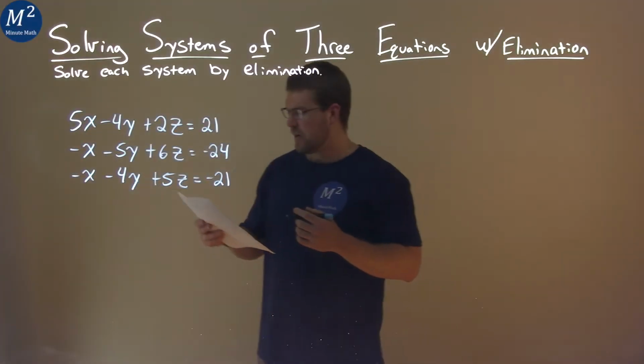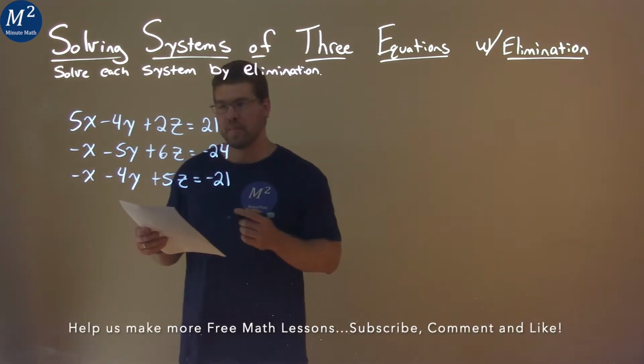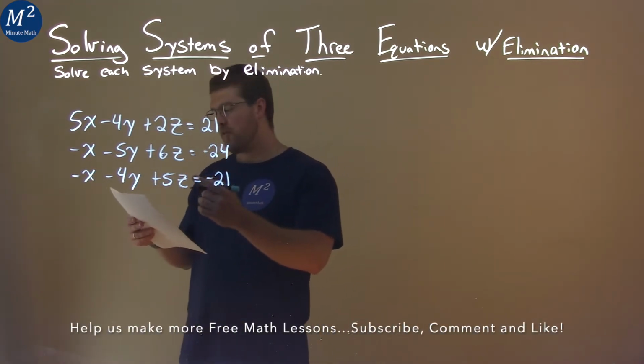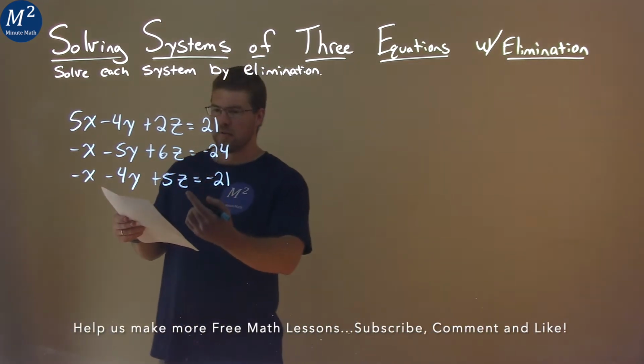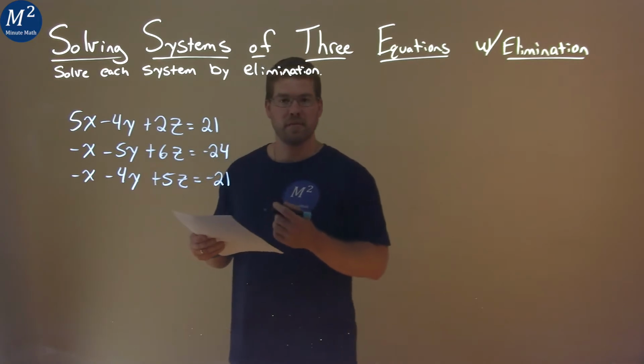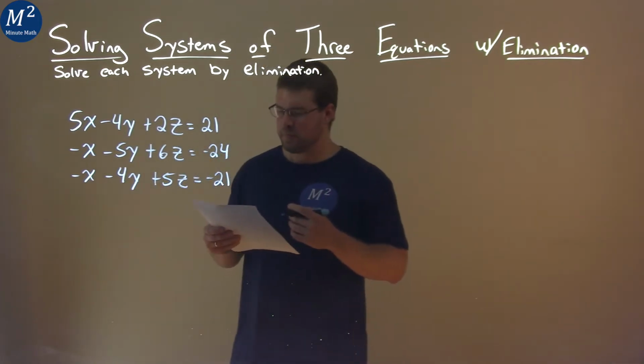We're given this problem right here. 5x minus 4y plus 2z equals 21. Negative x minus 5y plus 6z equals negative 24. Negative x minus 4y plus 5z equals negative 21. And we need to solve the system by elimination.